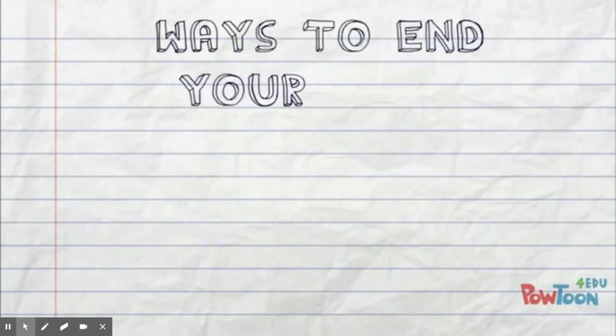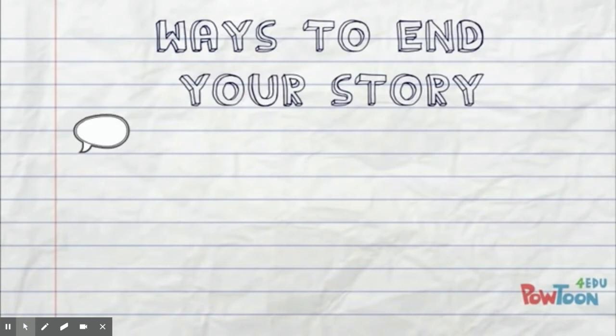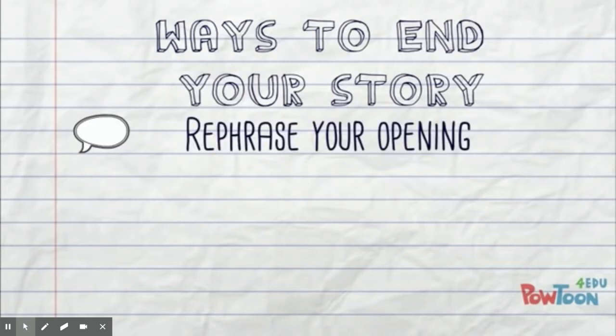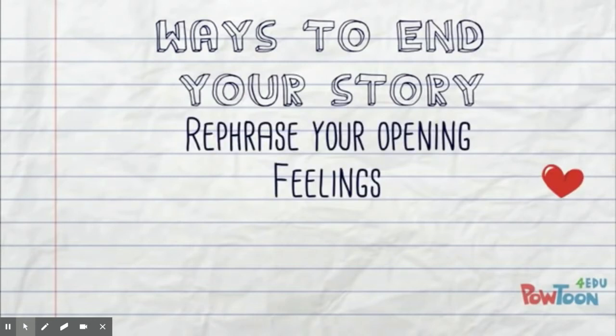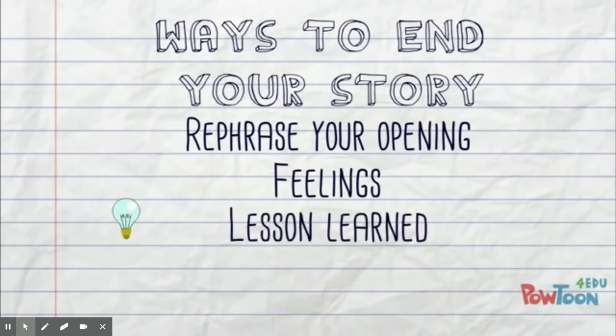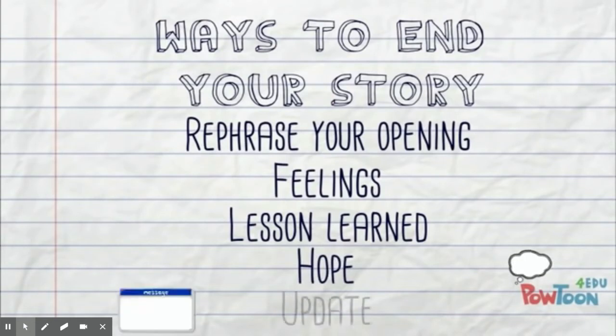There are many ways to end a story. Here are a few ideas. You can rephrase your opening. You could tell your feelings about what happened. You might describe what you learned. You can give a hope about the future. Or you could give the reader an update. Now let's look at each of those ideas a little more closely.